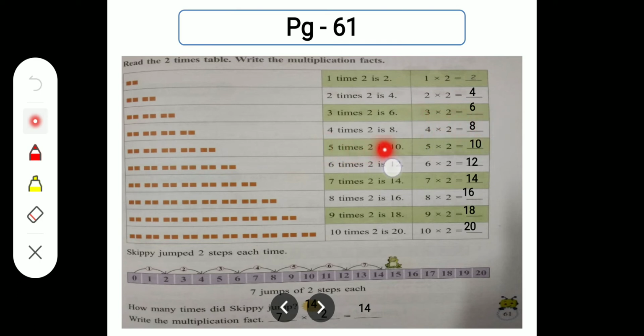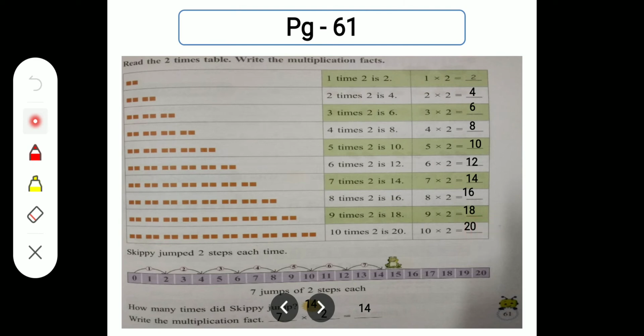5 times 2 is 10 or 5 2s are 10. 6 times 2 is 12 or 6 2s are 12. 7 times 2 is 14 or 7 2s are 14. 8 times 2 is 16 or 8 2s are 16. 9 times 2 is 18 or 9 2s are 18. 10 times 2 is 20 or 10 2s are 20.